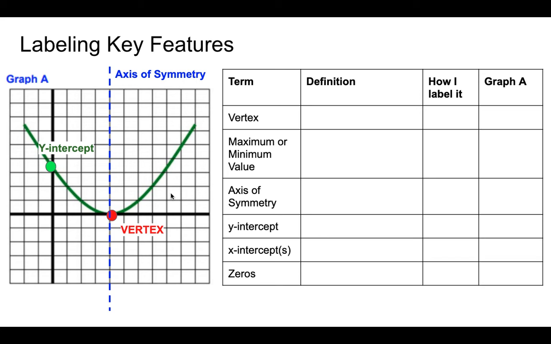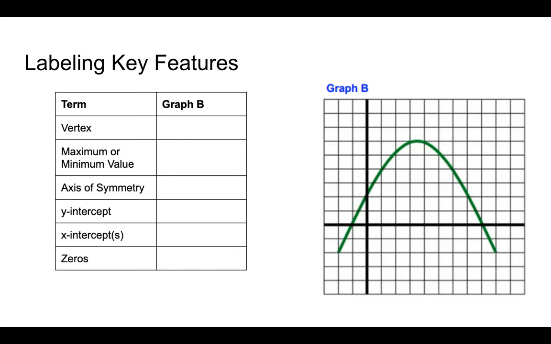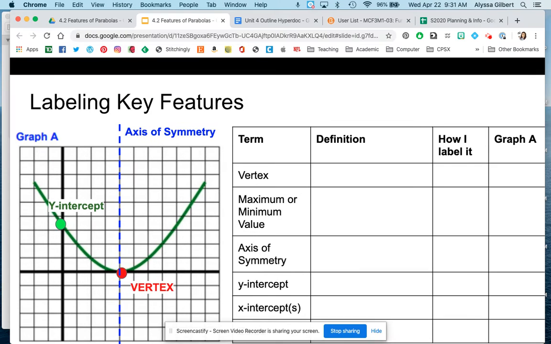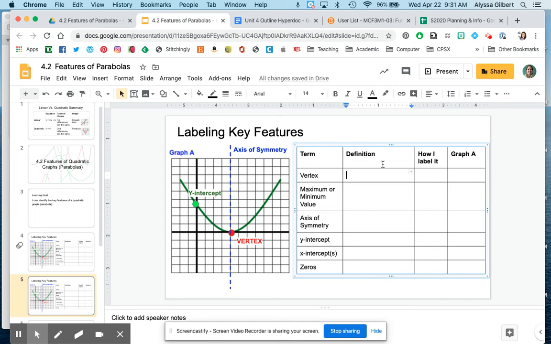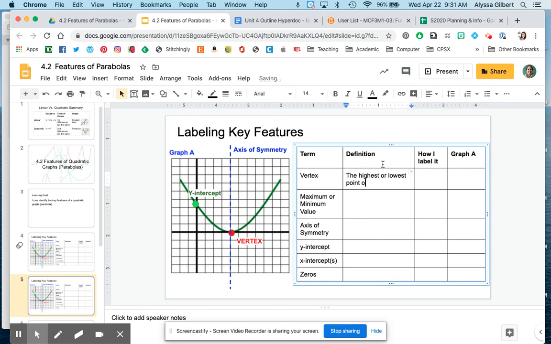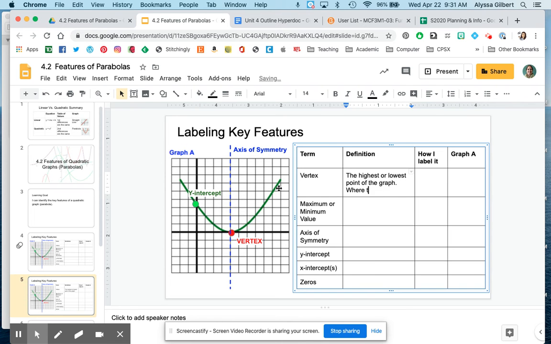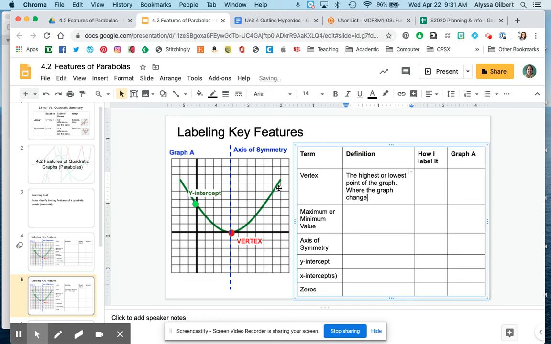So what we're going to do, I'm going to go ahead to the next slide. Oops, wrong slide. So I'm going to go here and exit out of this screen and we're going to write down the definitions here, and then you can always go back to see them. So the definition of the vertex is the highest or lowest point of the graph. It's also where, if you notice, the curve starts to change direction, because notice this is going down and then it changes to up. So where the graph changes direction.